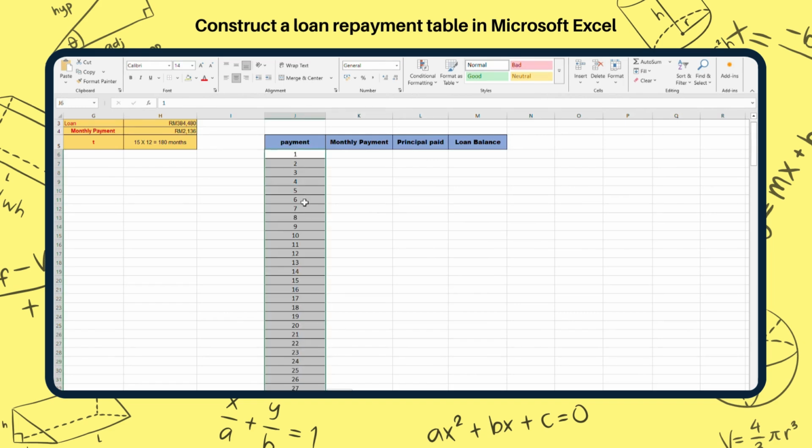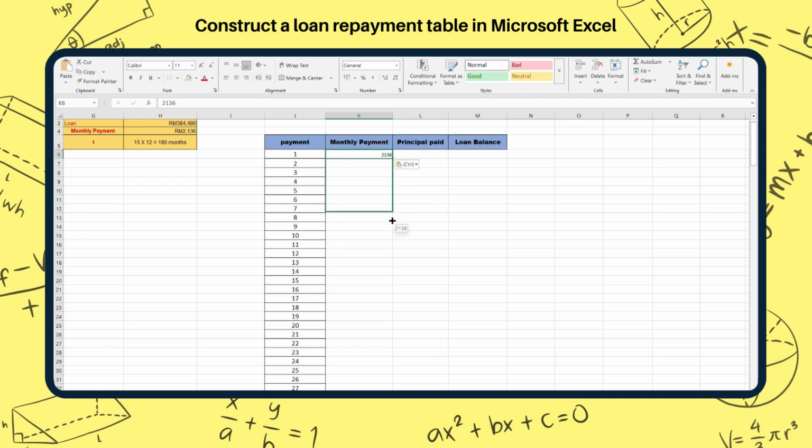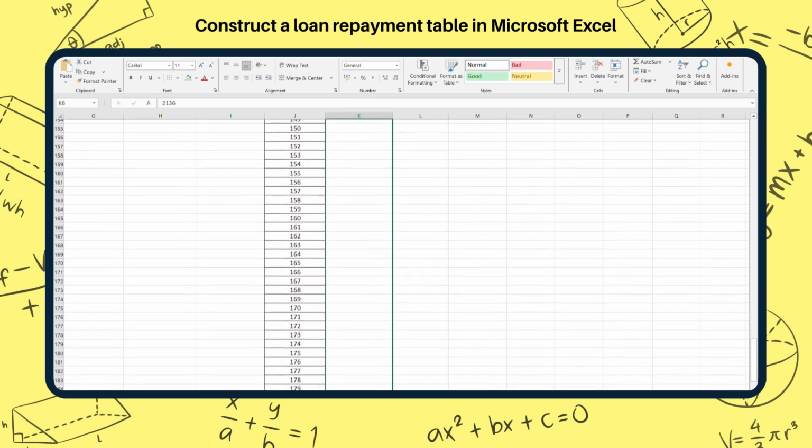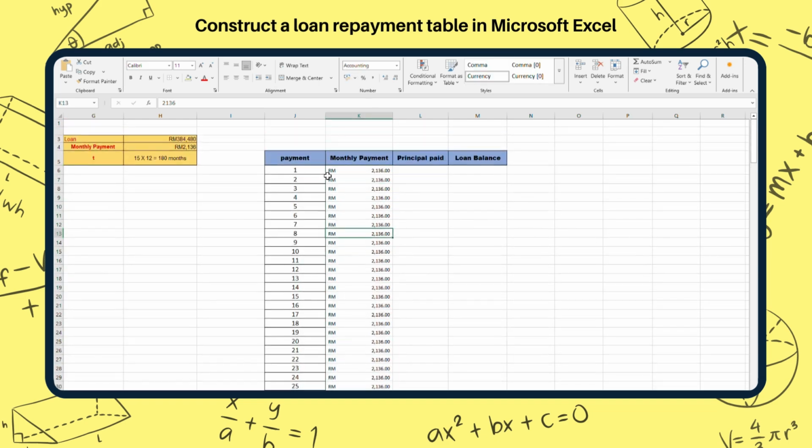So here the number of months is 180. The monthly payment we already found is 2,136 ringgit. So this we are going to put here. Then this monthly payment is the usual payment that we are going to pay every month for 15 years.